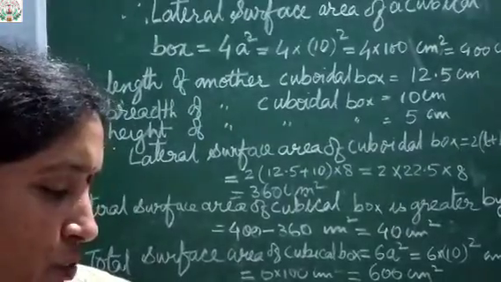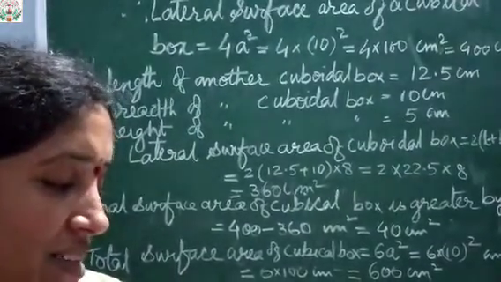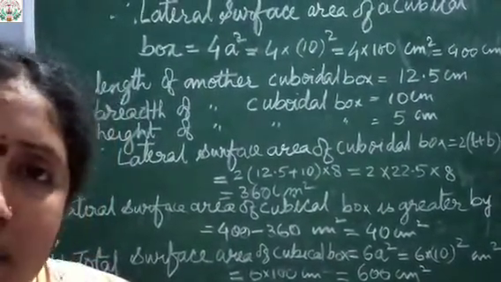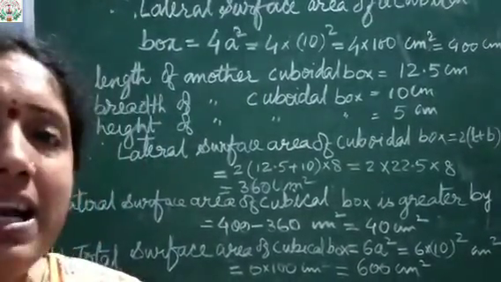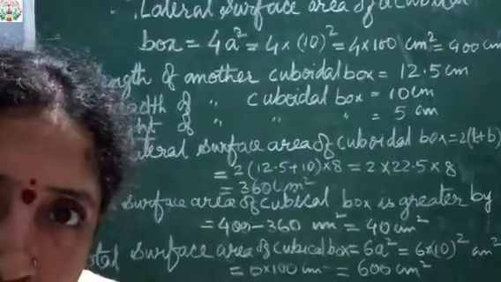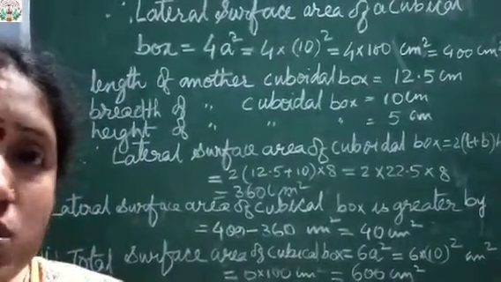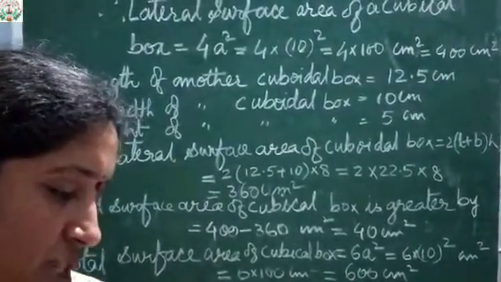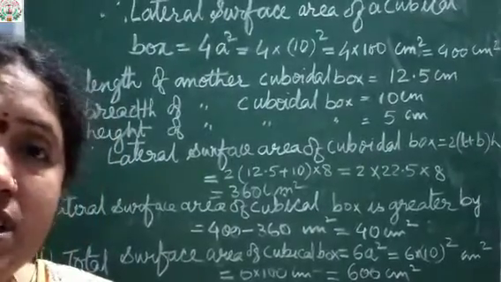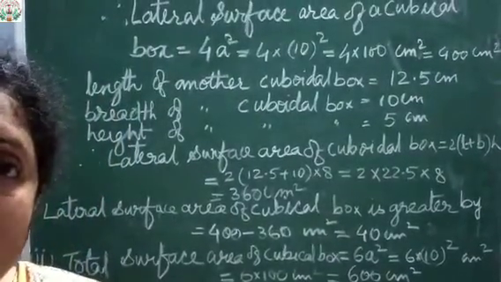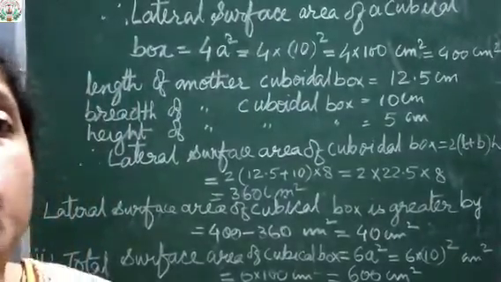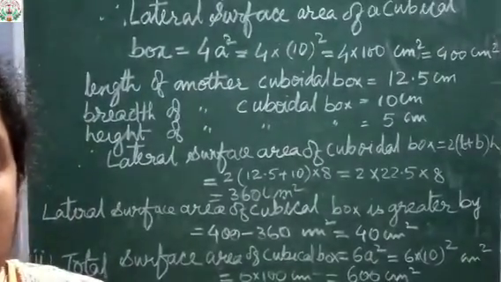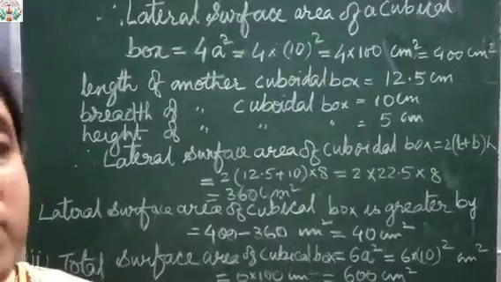So first one, which box has greater lateral surface area and by how much? Means we have to find the lateral surface area of the cubical box and the lateral surface area of the cuboidal box. Okay, that is the first one. And the difference of it, means which one is greater, greater minus the less one. Okay, and the second part is which box has smaller total surface area. So we have to find the total surface area of the cubical as well as the cuboidal box. Okay, and whichever is smaller, we take the greater minus the smaller one, and by how much we will see that.